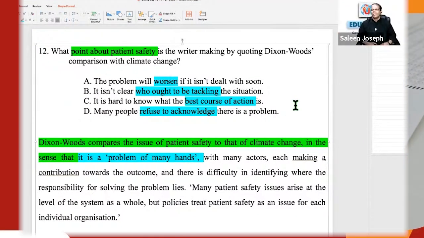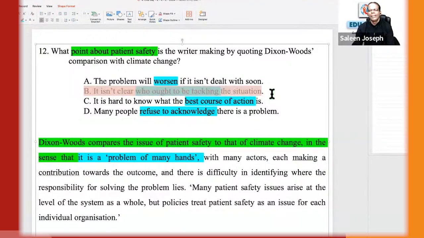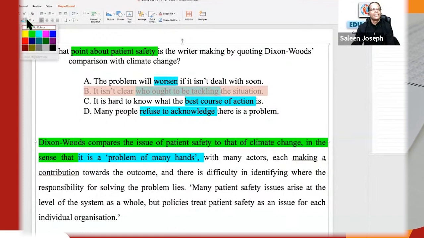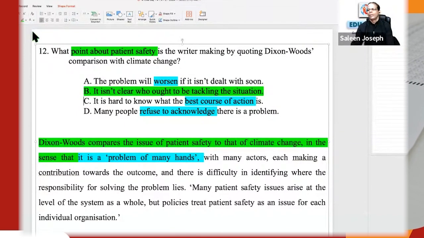There is one patient, Option B, one patient and 39 nurses around. But the patient is almost dying. Is it clear who has to tackle the situation? It is not clear who has to tackle the situation. The problem of many hands. The topic sentence itself says the controlling idea is the main idea that controls the paragraph.